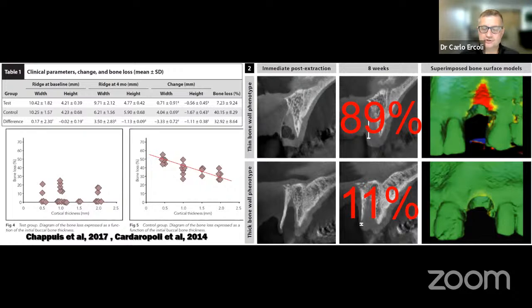So the picture you see on the right side, the red and yellow area, describes the amount of bone that you will be losing if you don't graft that socket. Of course, if you have a very thick bone, which is present, however, extremely rarely, only in about 10–11% of our patients, there might be less of that resorption. But again, in 90% of the patients, you actually will need that type of grafting. So we do it with everybody.